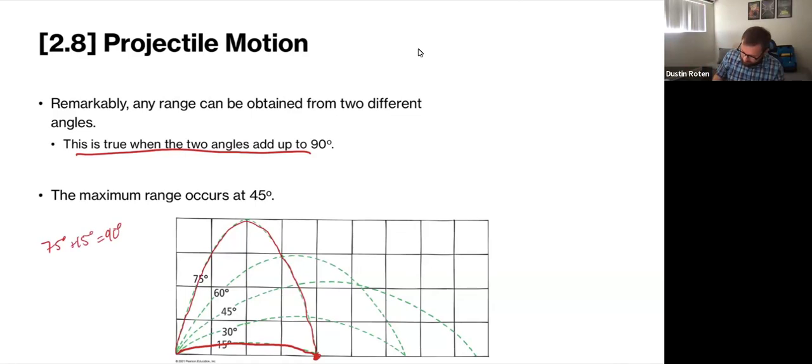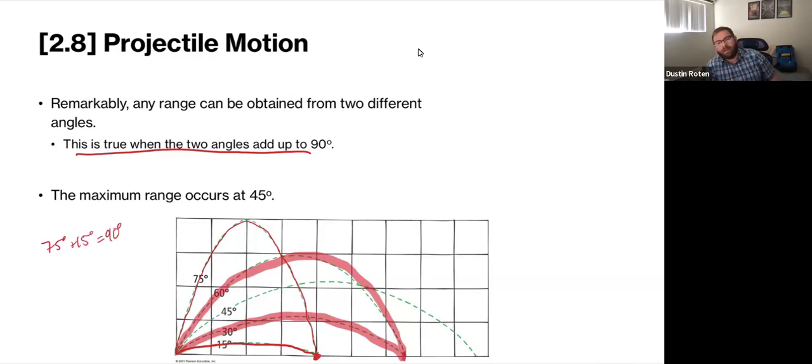And then we can even label, let's see, I'll do this. I'll highlight these. We can even do the same thing with 60 degrees and 30 degrees. Same position, two different angles. And then of course 45 plus 45 is 90, but that's the same angle, so there's only one 45 example. So we can even confirm 60 degrees plus 30 degrees is also 90 degrees. As long as they add up to 90 degrees, you can get the same thing. Same distance, I should say.